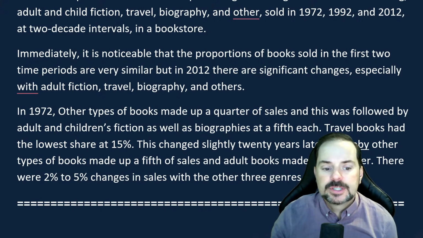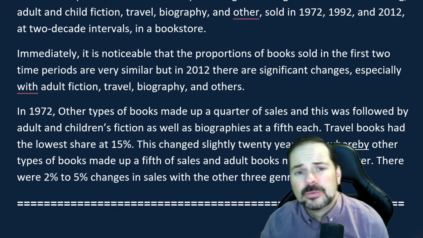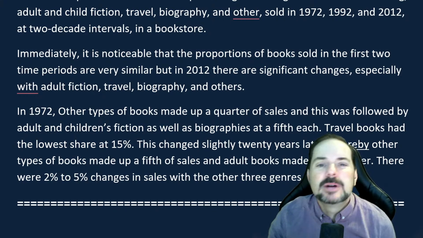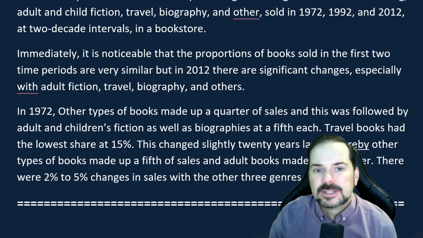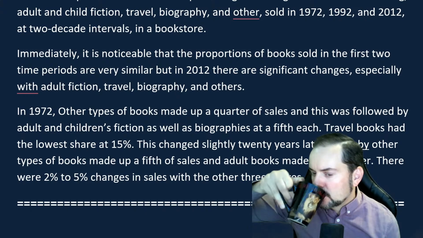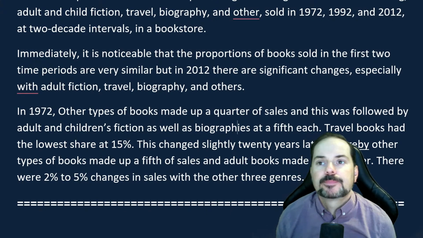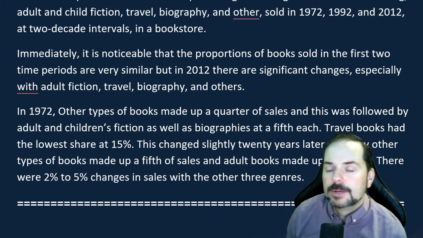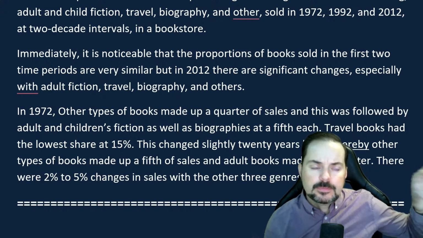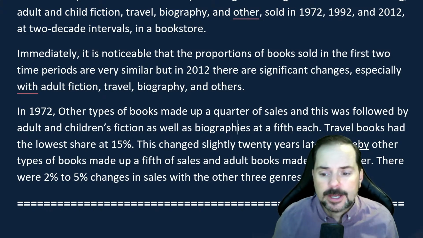All right, so there were 2% to 5% changes in sales with the other 3 genres. So I'm not going to start listing travel books. There were 2% more at 18%. It's too much detail. And if you get lost in percent numbers, then the essay starts to become unclear. Okay. So keep your thoughts simple. The idea of a good expository essay for task 1 is to take the data and create a simplified concept for your audience. Okay.